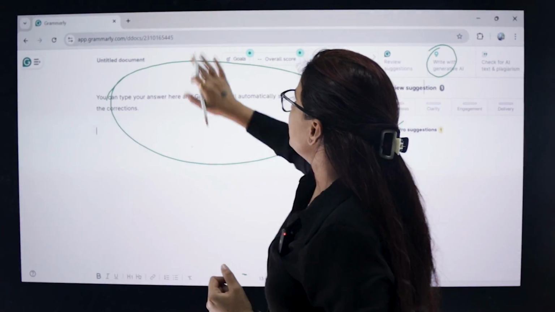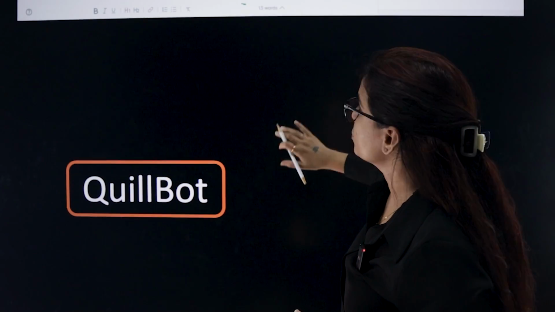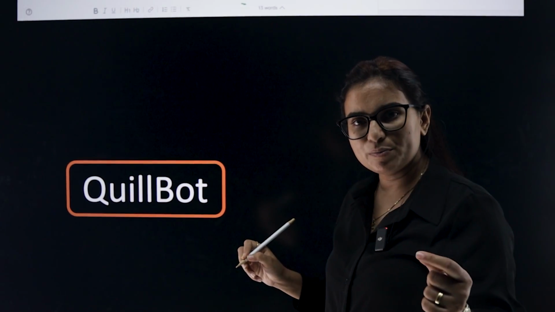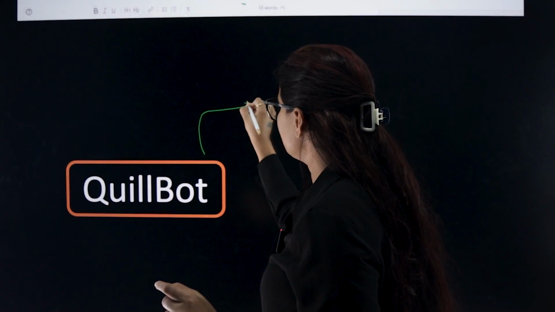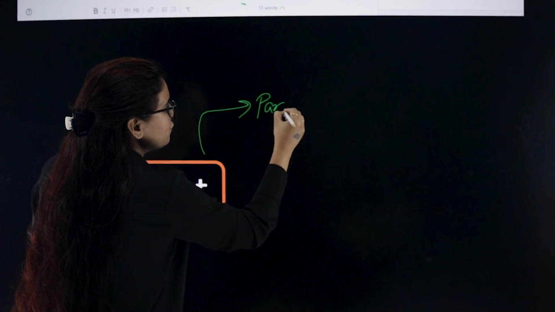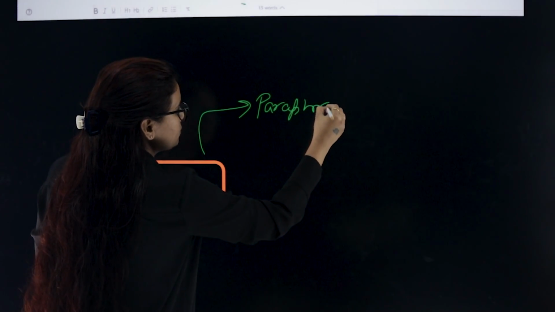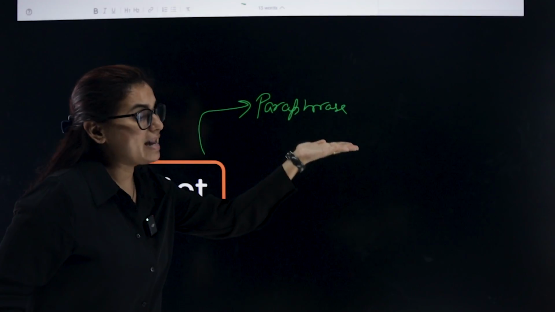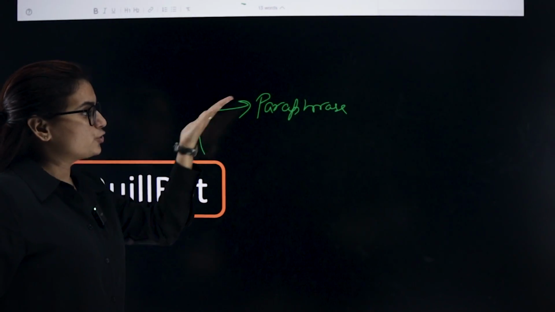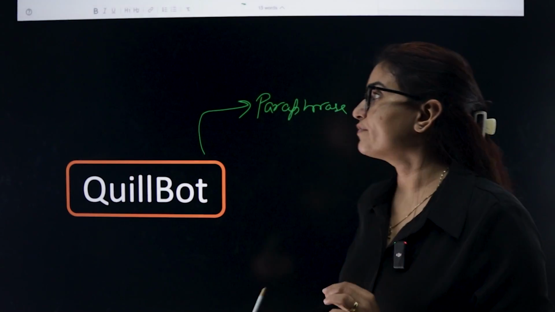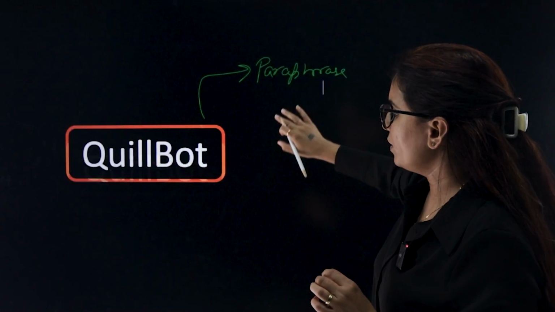Okay. Moving on, we have the next tool, which is Quillbot. Quillbot is used for multiple purposes, but one major purpose of Quillbot is it helps you to paraphrase your answer. Whatever answer you have written, if you want to change the language, if you want to change the tone of the answer, you can use Quillbot. It's used for paraphrasing. Let me show you how Quillbot looks like.